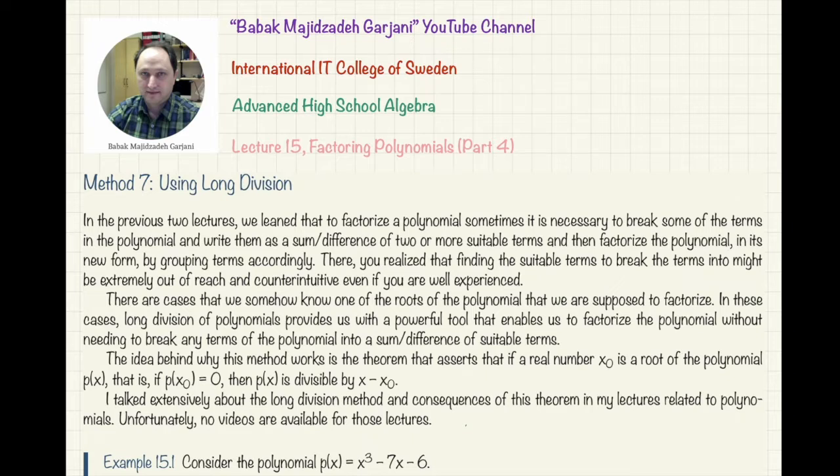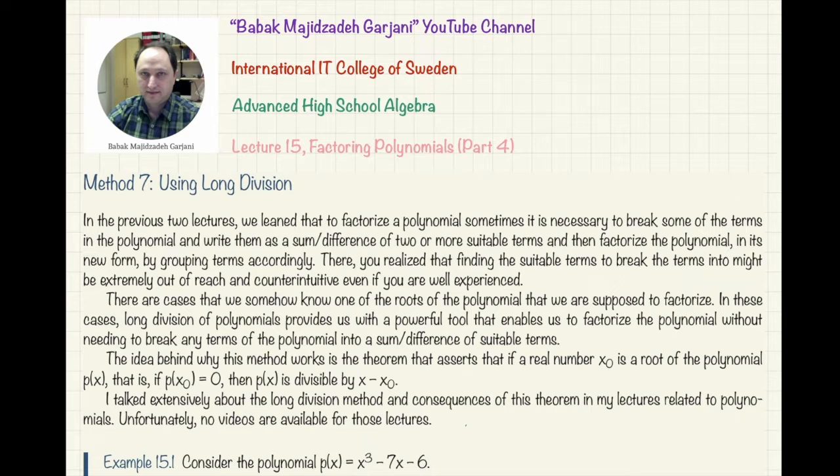If you have been following the lectures, the previous two lectures especially, you might have seen that sometimes to factorize a polynomial, one needs to break one or more terms of the polynomial and write them as a sum or difference of two or more suitable terms. And then use the grouping trick on the new form of the polynomial and try to factorize it.